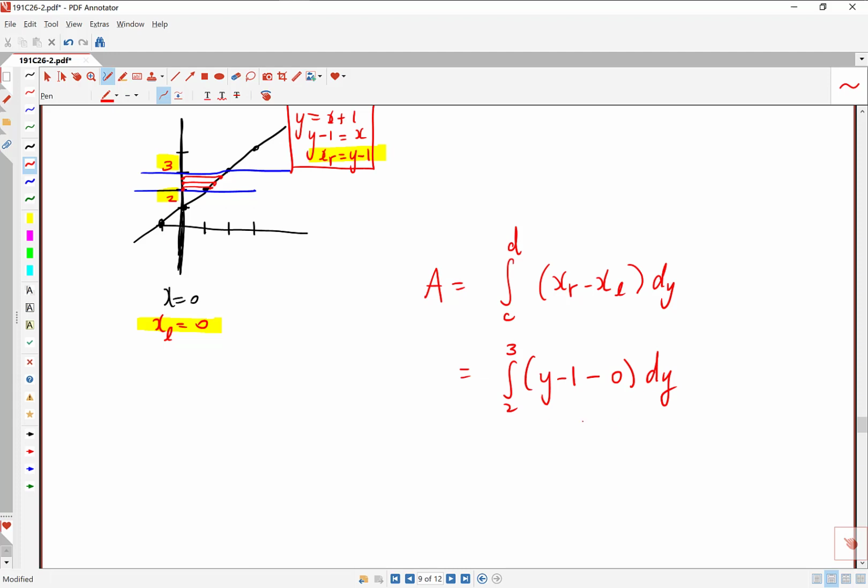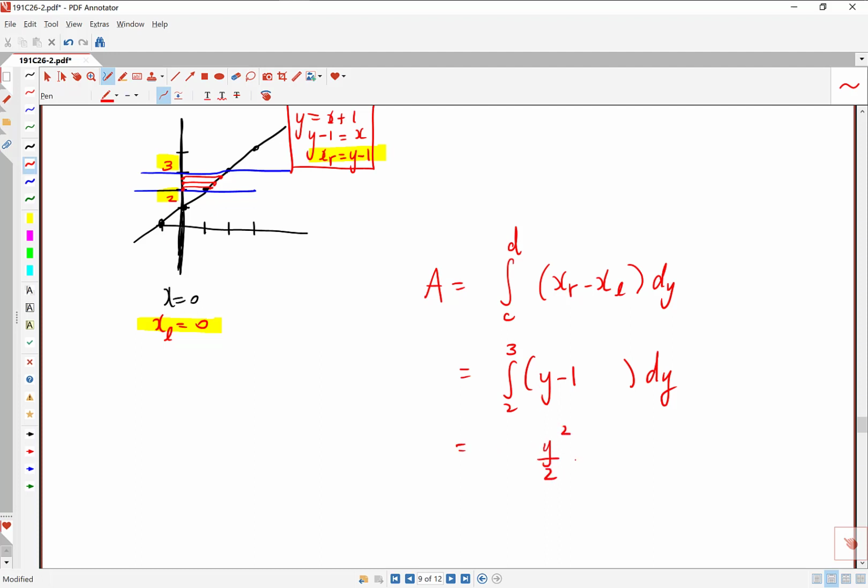Because you're integrating with respect to y, you want everything in your integrand to be expressed in terms of y. That's why you can't just call this x right. We wouldn't know how to integrate that. We have to actually say x right is y minus 1, and that way we can get the integration done. Okay, so this minus 0 here is not necessary from an algebra point of view. So we can go ahead and do our integration now.